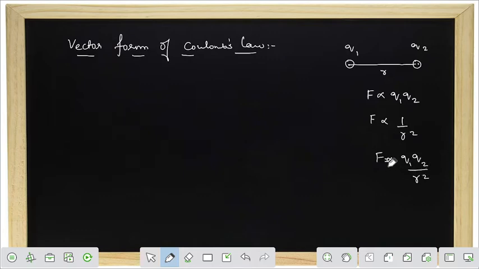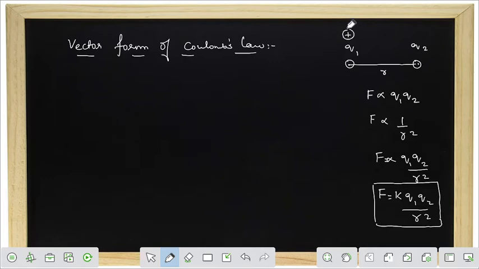If we remove this proportionality symbol, we have to add a constant, and that constant is found to be k, giving k q1 q2 divided by r square. This is the general form of force. Now the direction of this force depends on the nature of the charge.